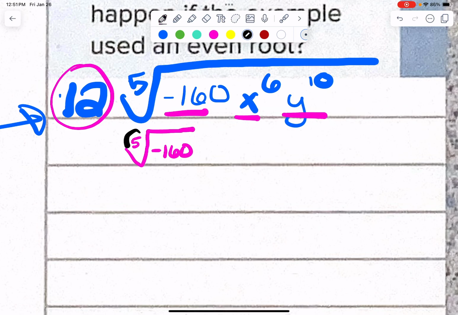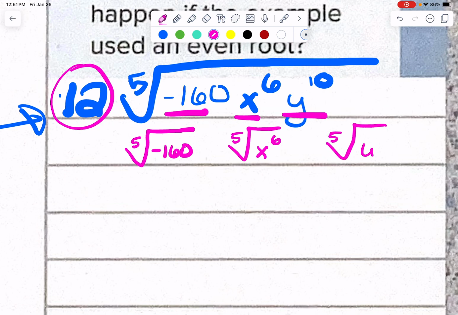If you have an odd power or an odd root, you can, right? It's not an imaginary number unless it's an even number, because I can take 5 numbers and multiply them together, and then I would come out with a negative number, right? 5 negatives make a negative. 5 negatives don't make a positive, okay? Then I have the 5th root of x to the 6th power, and I have the 5th root of y to the 10th power, okay?